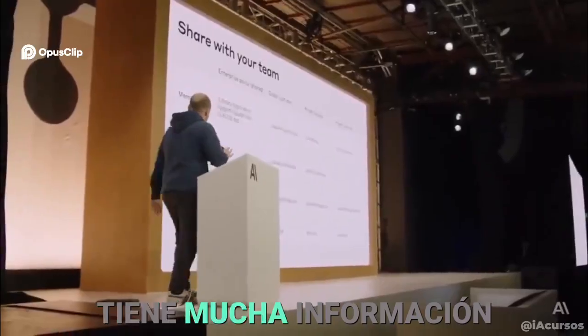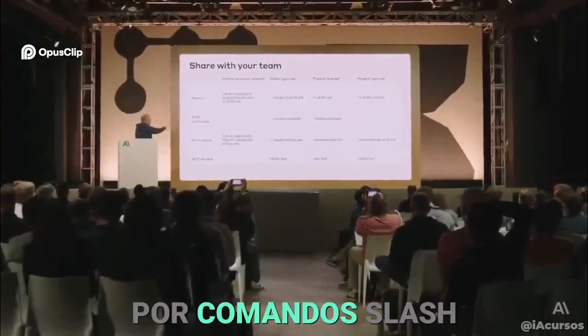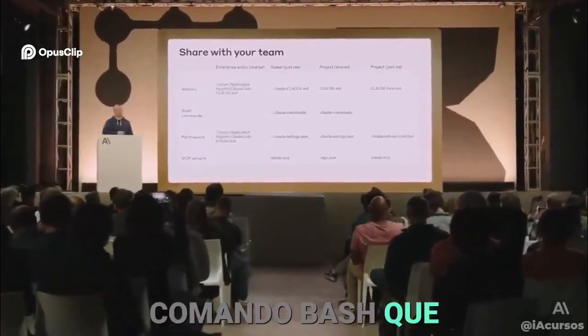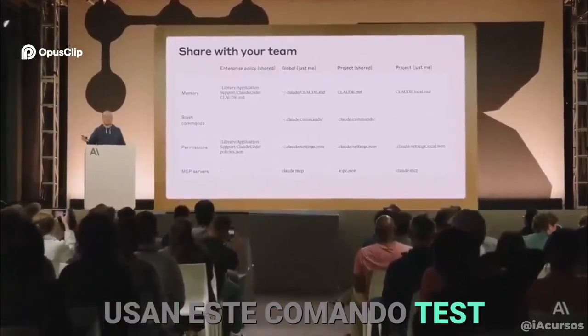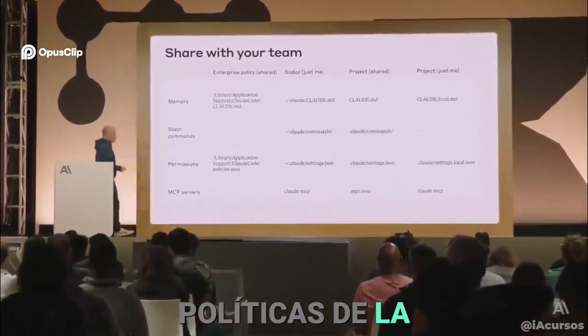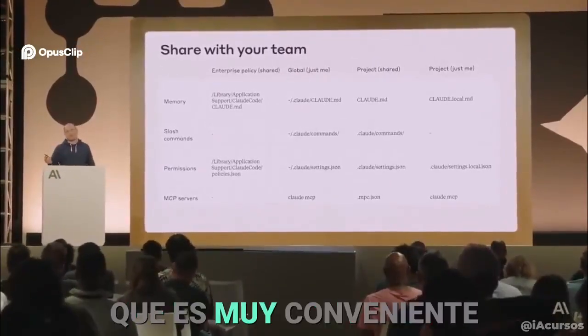This slide is pretty information dense, but the point is this applies to a lot of stuff. So you can do this for slash commands. You can do it for permissions. For example, if you have a bash command that you would run for all your employees, like all your employees use this test command, you can just check it into this enterprise policies file. And then any employee, when they run this command, it will be auto-approved, which is pretty convenient.